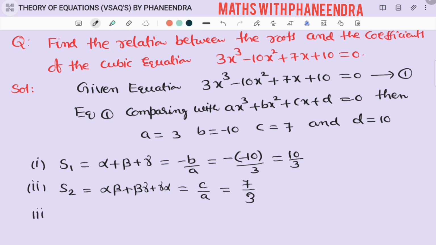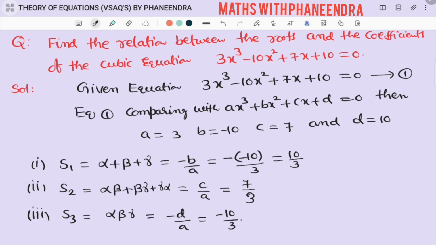Third one, product of the roots, S3, is equal to alpha into beta into gamma, equal to minus d by a. So minus 10 divided by a value 3. That's all.